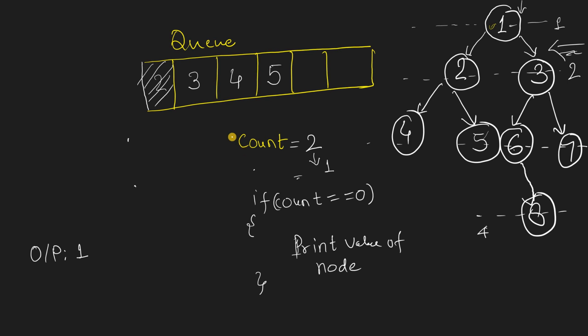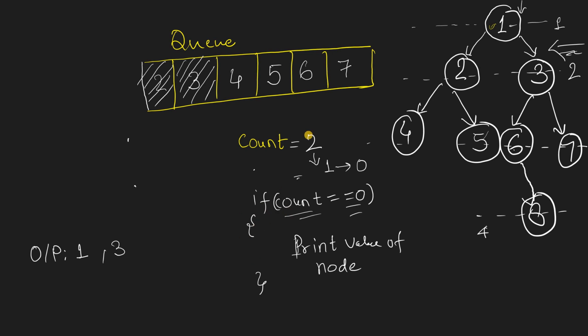We'll again go back, and then we'll pop the next element from the queue. So we'll pop 3 out of the queue. Now we'll again decrement our counter, so this will become 0. As our count is 0, we'll go ahead and print the value of the node, which is 3. Now we'll push the children of 3 into the queue. So the children of 3 are 6 and 7. So now our count is again 0.